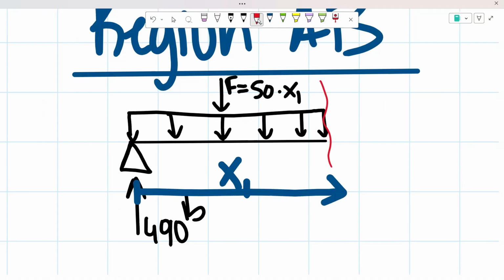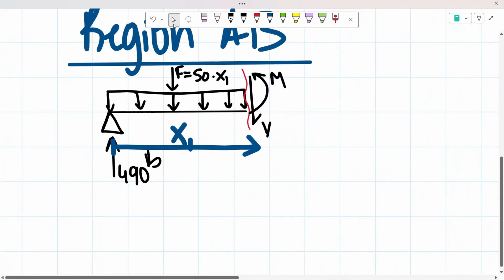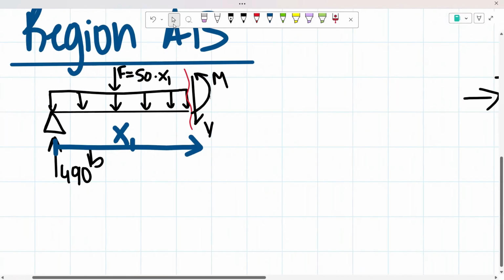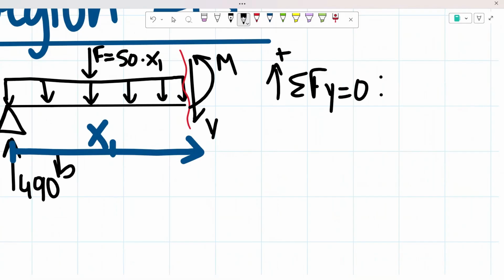So from here, we're simply just going to include our shear and moment based on sign convention. So we do know that our shear, since our cut is to the left, is going downwards. And then our moment will be going counterclockwise. So to solve for our shear and moment, we would simply be taking the sum of the moments about the cut and the sum of the forces in the y direction for our shear force. So upwards positive, the sum of the forces in the y direction has to equal 0.